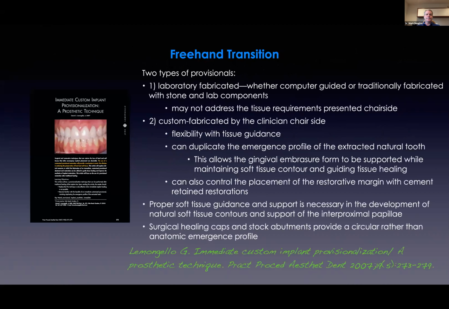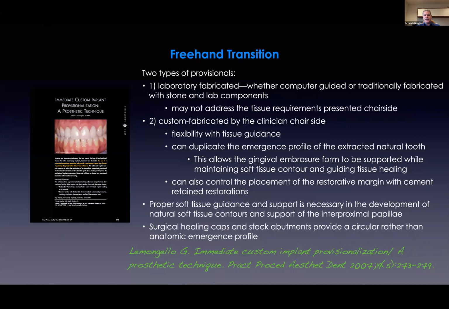Freehand transition. Lemongello reported that there are 2 types. You can have them fabricated by the lab, whether it's computer guided or traditionally fabricated with stone and lab components. But the problem with that is it might not address some of the tissue requirements that are presented chairside. The lab is going to take their best guess, but you're going to then have to try and modify that. But if it's made out of zirconia, you're not going to be able to bond to it in order to do that. Or 2, you can do a custom fabrication by the dentist at chairside. This one gives you flexibility with tissue guidance. You can duplicate the emergence profile of the extracted natural tooth.